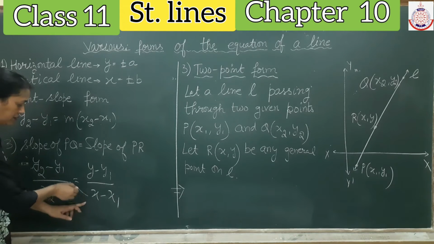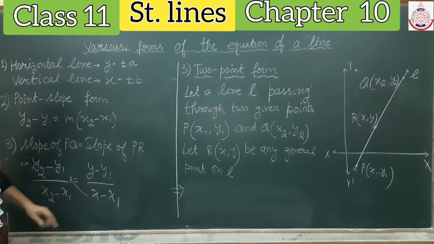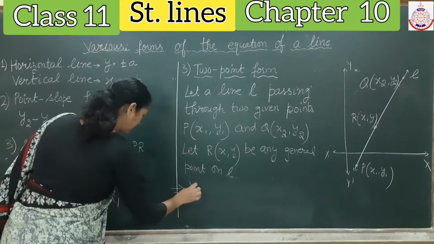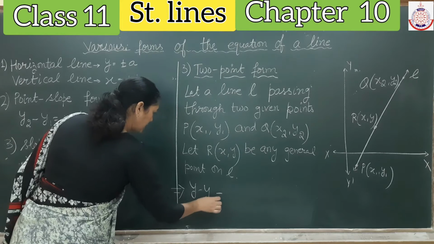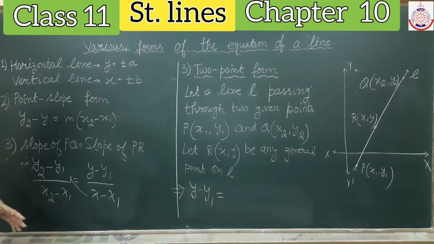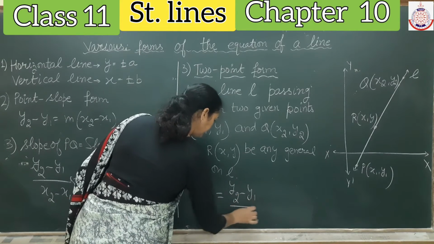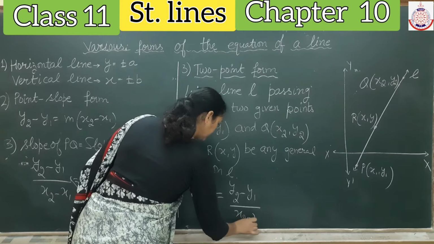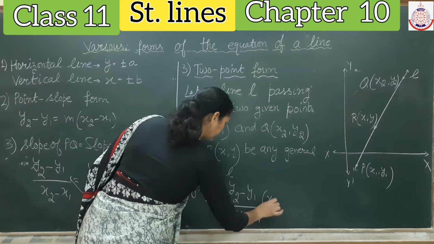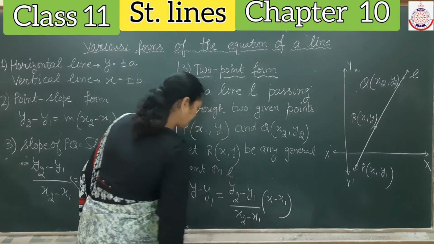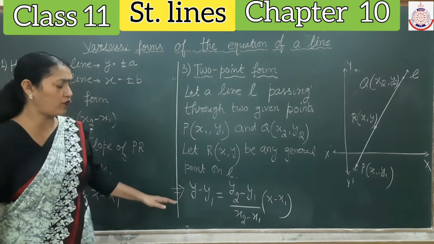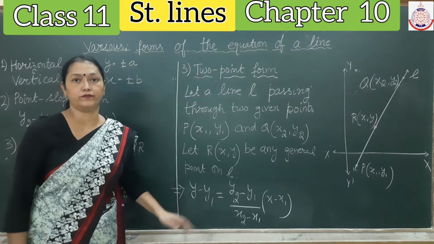We can shift this x minus x1 to this side. So we'll be getting the equation in case of a line when 2 points are given to us. It can be written as, so this will be the equation for 2-point form.